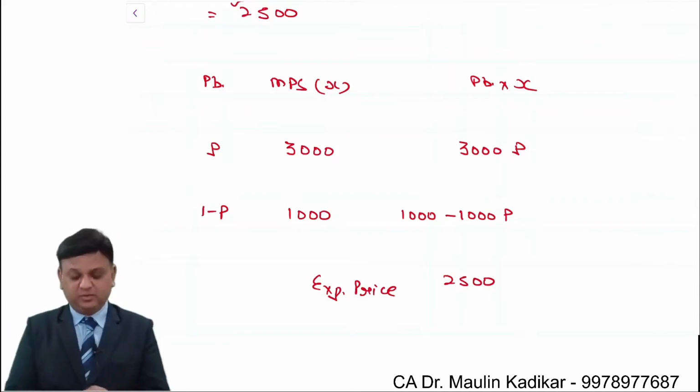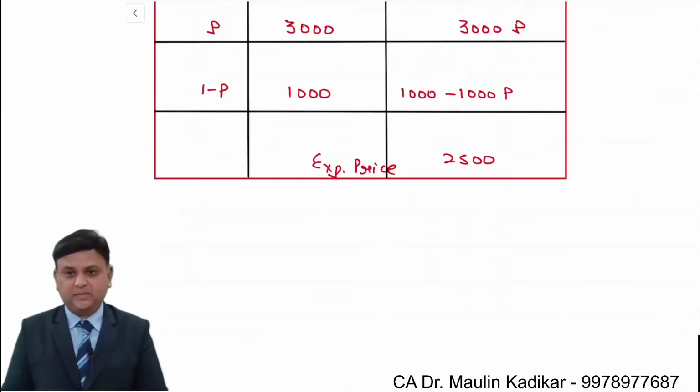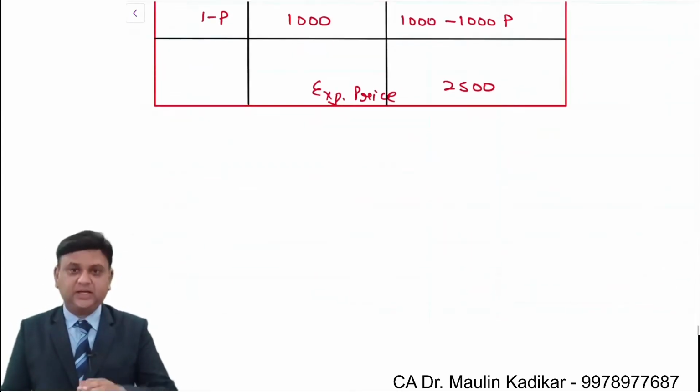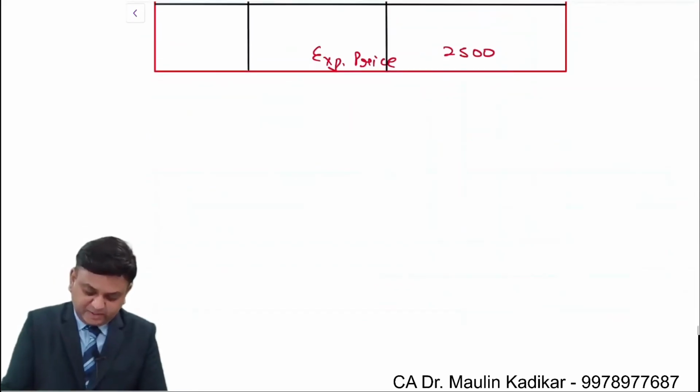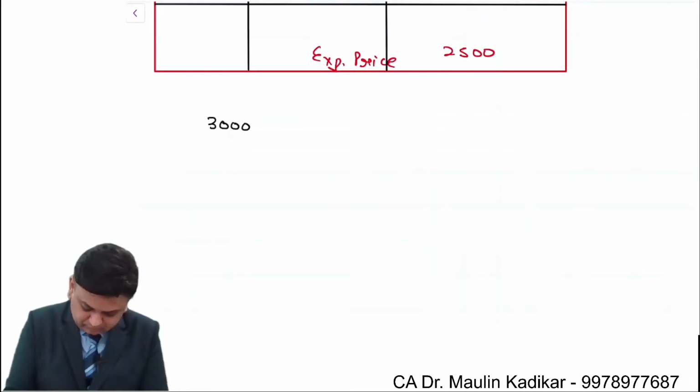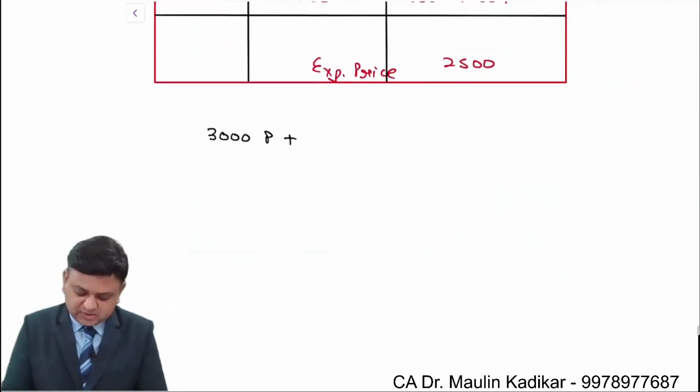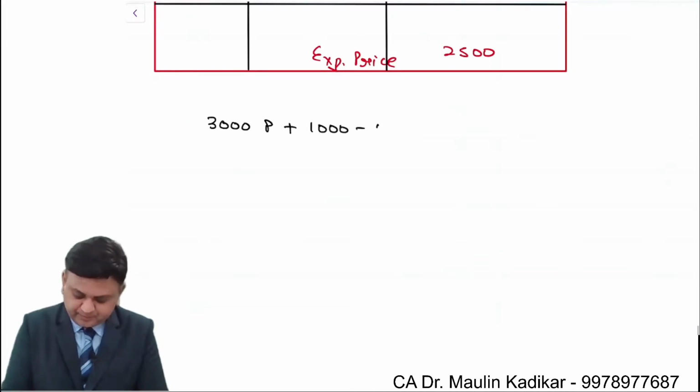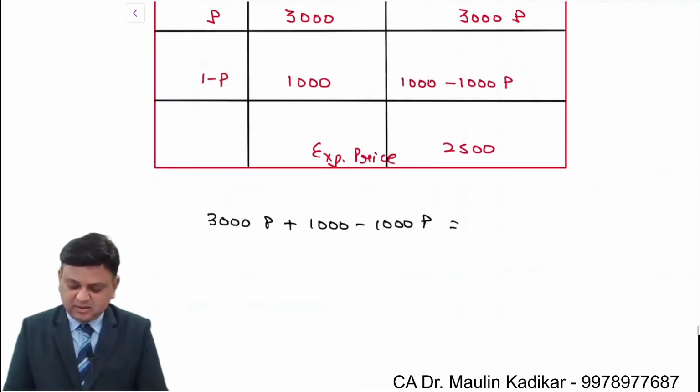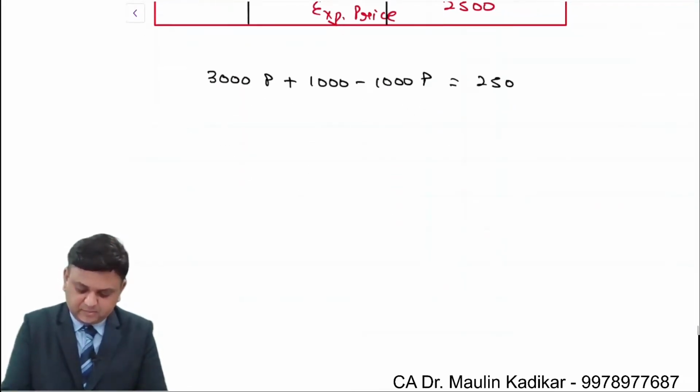That I have already explained to you. Return answer. 3,000 P plus 1,000 minus 1,000 P is equal to 2,500.